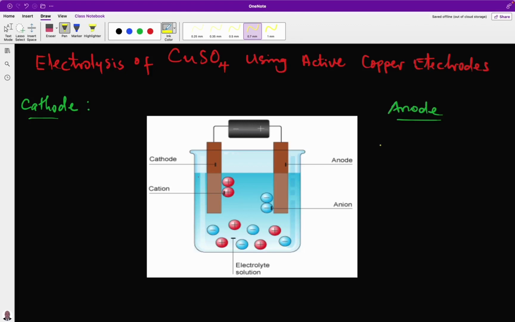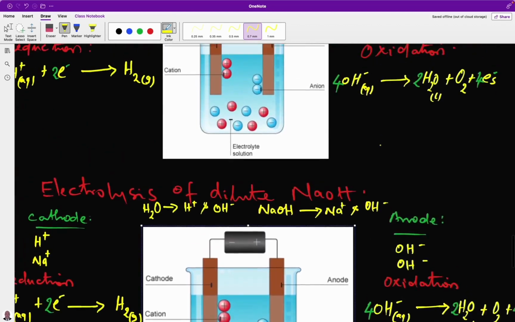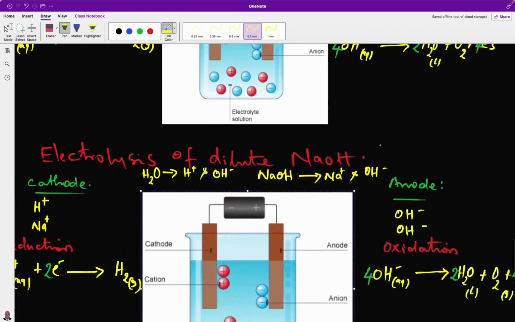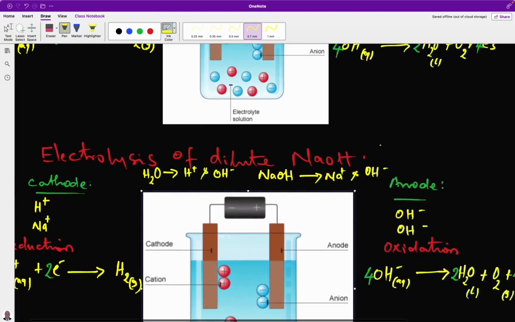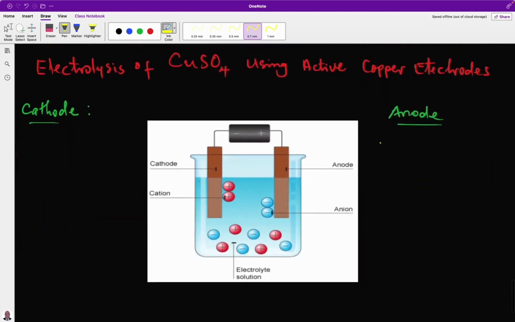Remember that all what we have been using right from the onset are inert electrodes. The cathode and the anodes are inert. They don't react. So now we are going to deal with electrodes that are active. Electrolysis of copper sulfate using active copper electrodes.